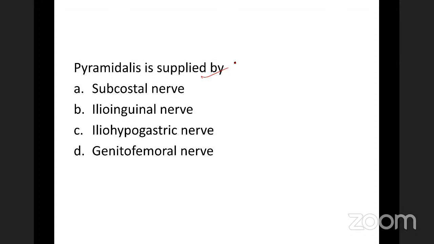Pyramidalis muscle is supplied by, what is pyramidalis? It's a content of the rectus sheath. So we already discussed it's supplied by the subcostal nerve.